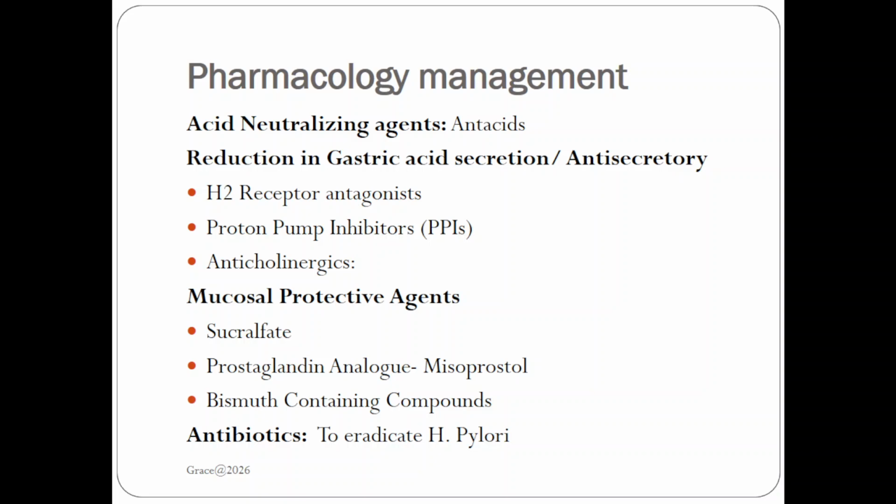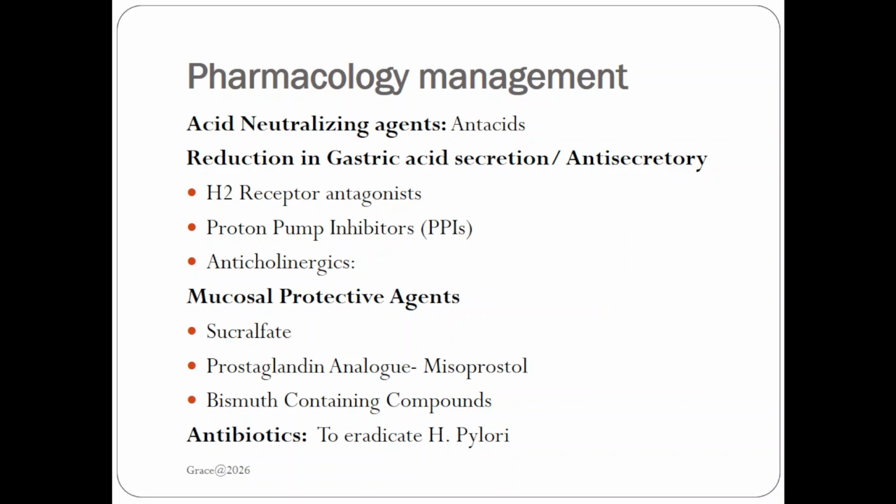When we looked at the last lecture, we discussed the protective or defensive mechanism of the mucosal membrane, and what are the things that are produced. So these are some of the drugs that we need to use. We have sucralfate as a drug.